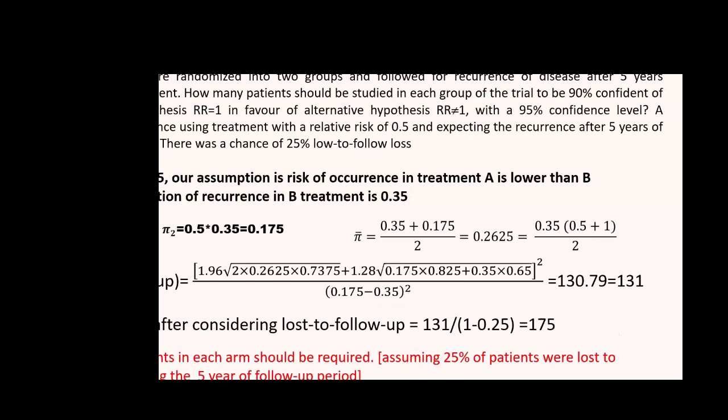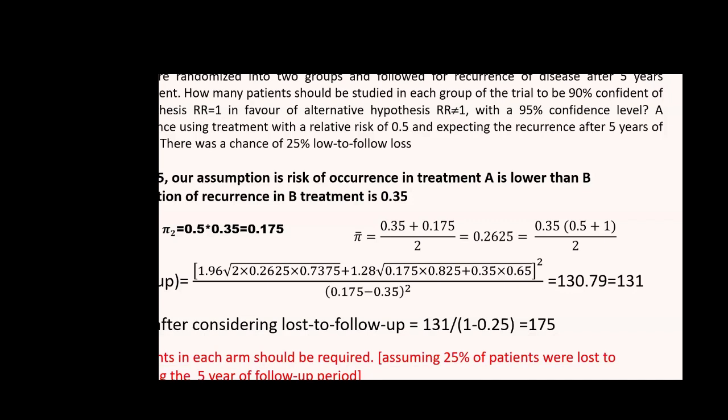This example is an RCT example. Two competing therapies, A and B, for treating breast cancer are to be evaluated in a clinical trial in stage 1 and 2 patients. So we are taking breast cancer patients of stage 1 and 2, and patients are randomized into 2 groups and followed for the recurrence. Here we are finding out the recurrence of disease after 5 years. They follow up to 5 years and find out what is the recurrence of disease.